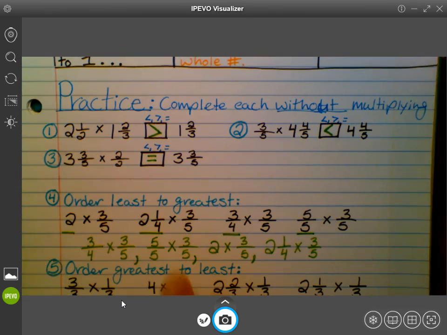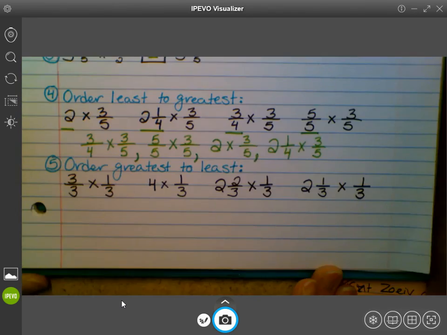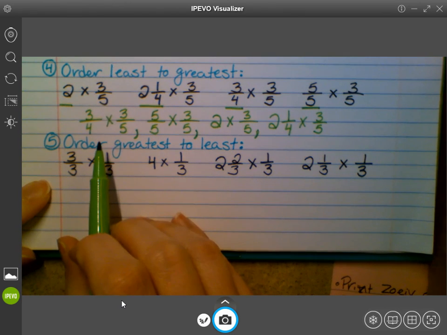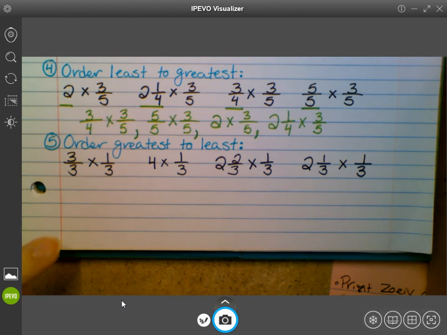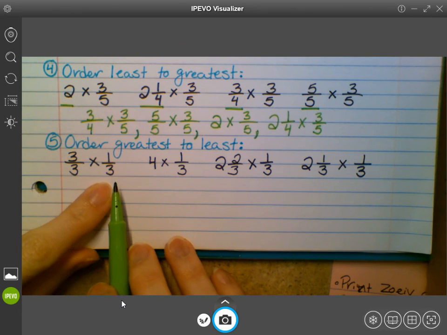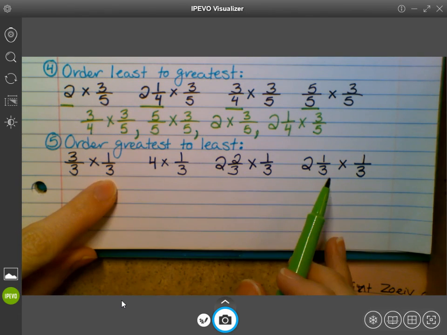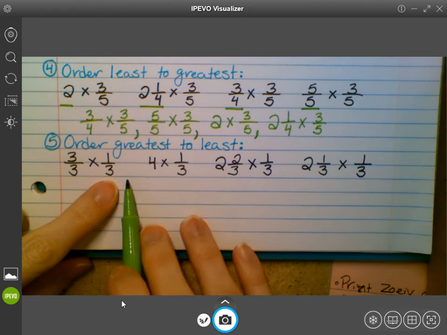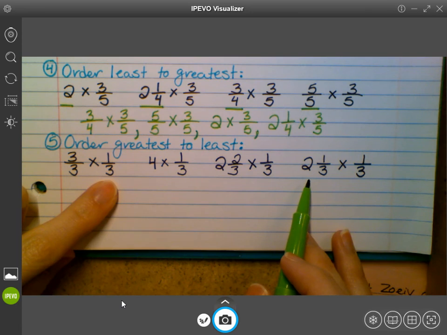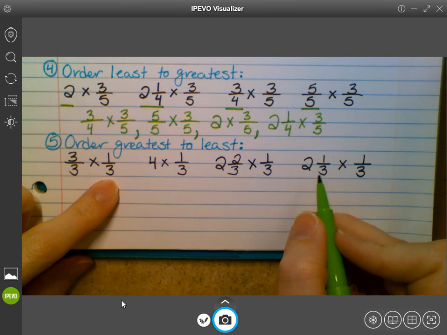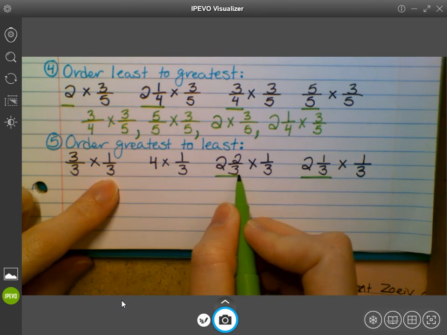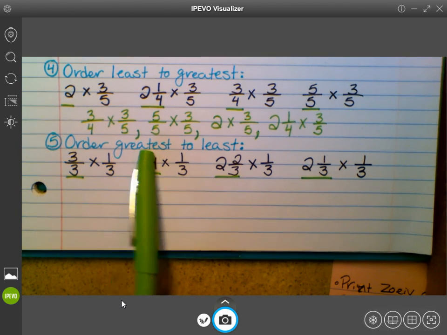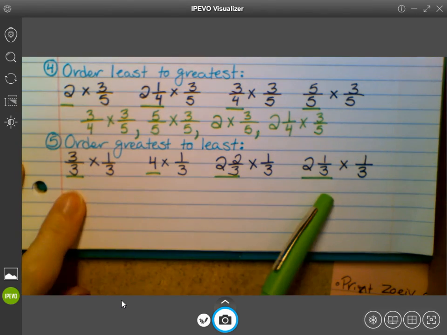Nice. Then finally we had number 5. So for number 5, we did the same thing as we did for number 4, except instead of least to greatest, we went greatest to least. So on the count of 3, tell me the common fraction in every equation. 1, 2, 3. 1/3. 1/3 is the common one. So I'm going to underline the other fractions so that I know which ones to focus on. So 2 1/3, 2 2/3, 4, and 3 3/3. So since I'm ordering greatest to least, I want to find the one that's the largest first.